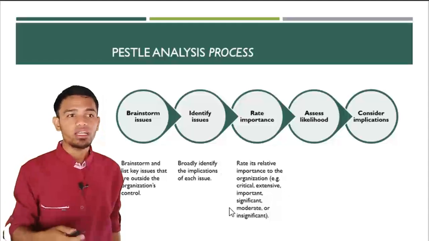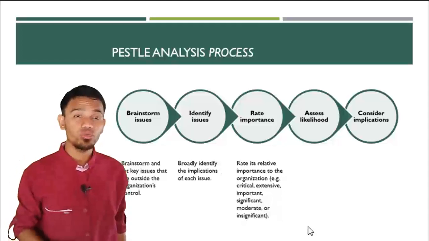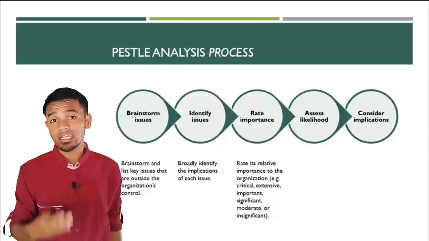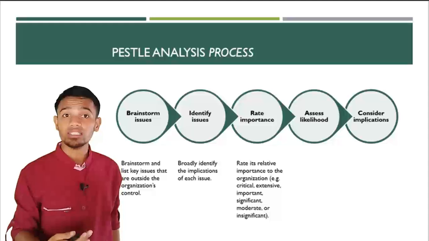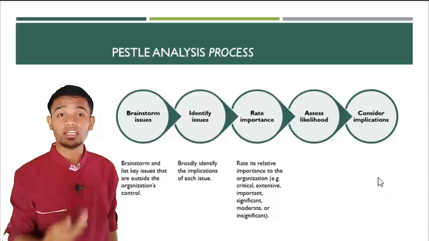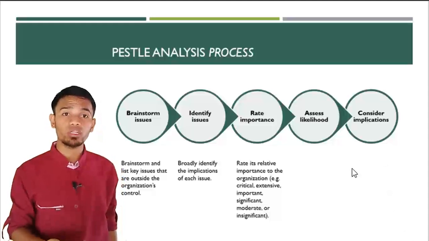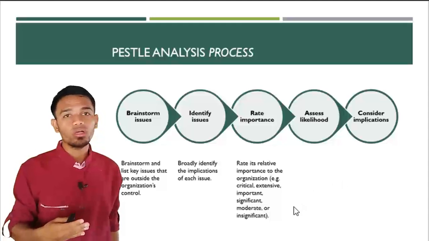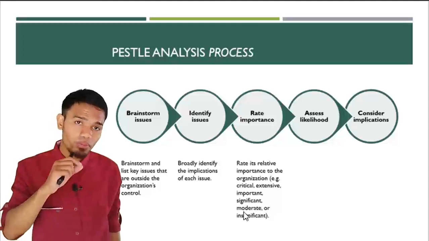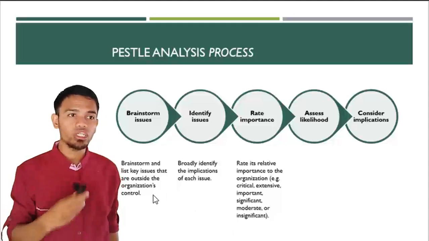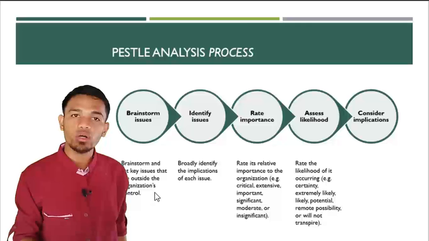The next one is you have to assess the likelihood. Even though it is an issue, you have to analyze the likelihood of it happening, especially in a short time, whether this issue will happen next year, next month, or next week. So based on that, you will consider whether to analyze deeper or not, right? You can prioritize between the likelihood to happen and also the rate of importance.